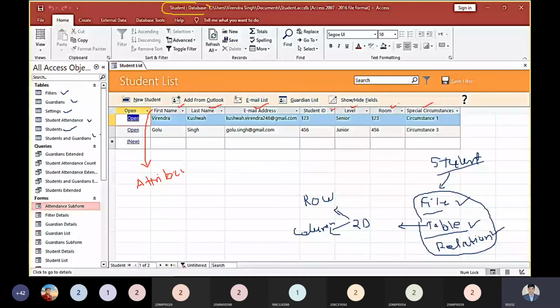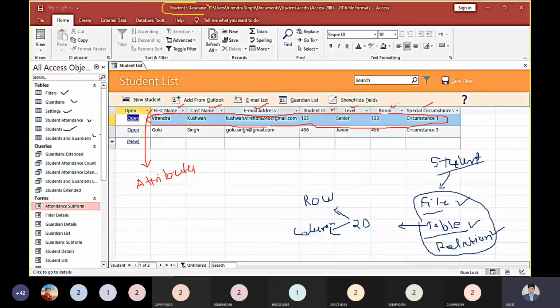And I have the two records. I'm saying once again, I have the two records. One is Veer and Kushwa, respectively, and we have some details. Next, we have Golu Singh. So what is this? Can we say this is our first record? So this is our record.